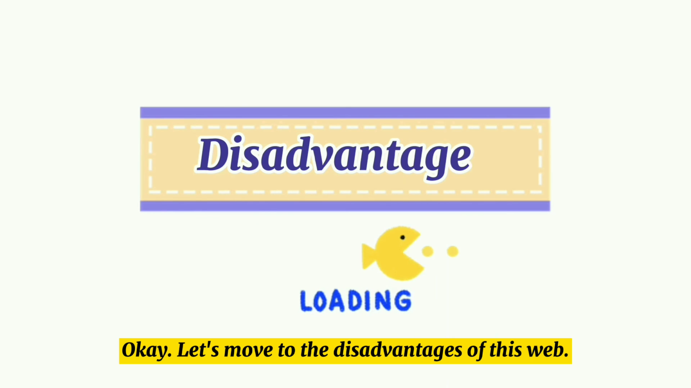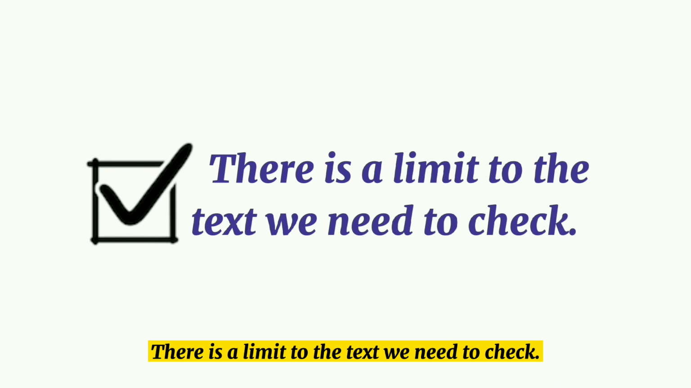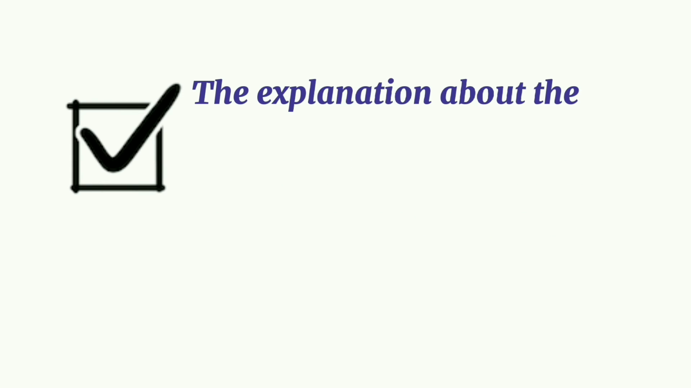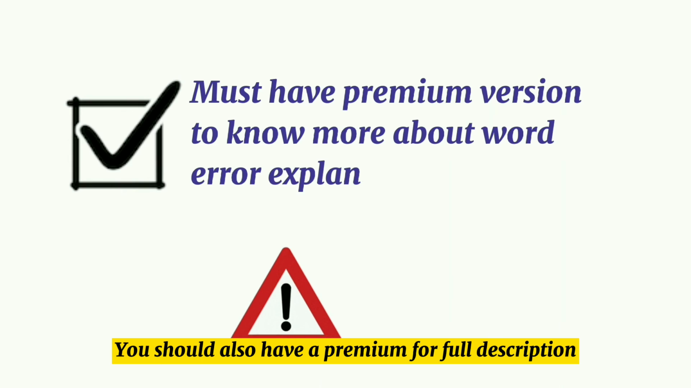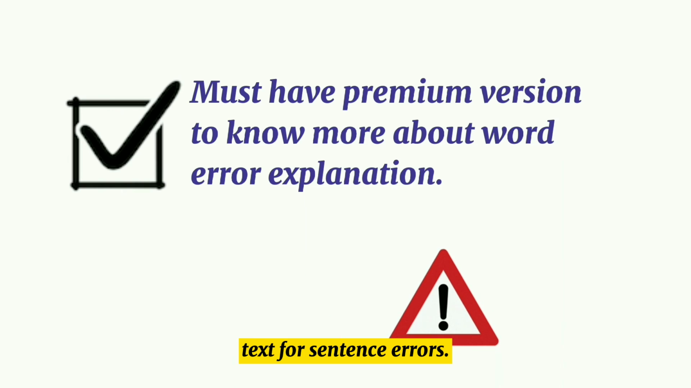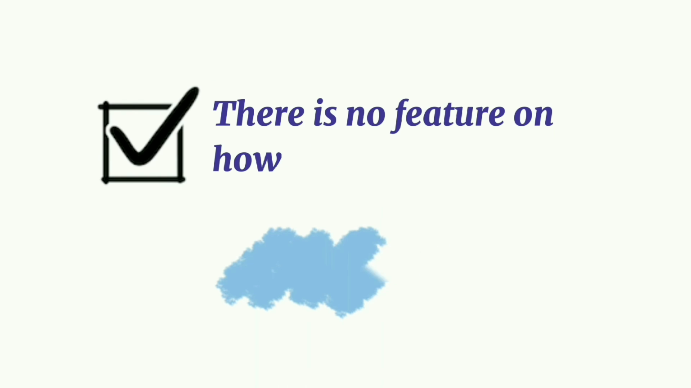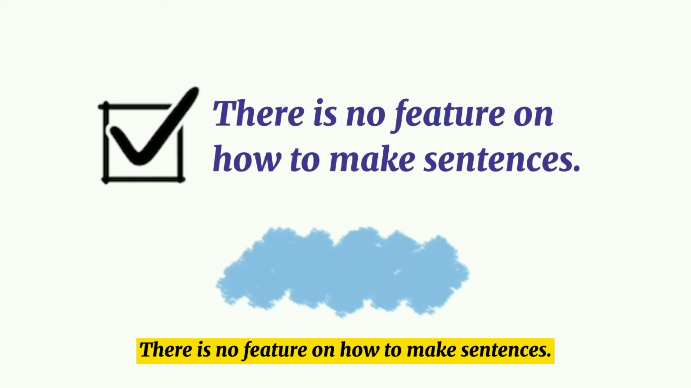Okay, let's move to the disadvantages of this web. The first disadvantage: there is a limit to the text we need to check. Next, the explanation about the grammar errors isn't complete. You should also have the premium version for full description checks for sentence errors. And the last, there is no feature on how to make sentences.